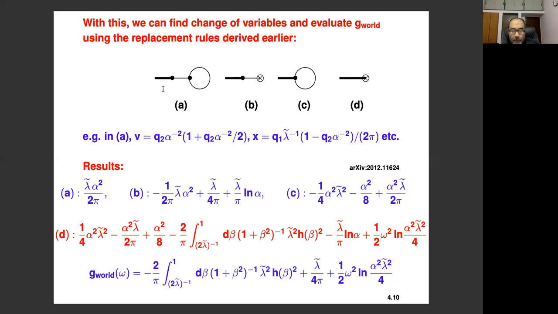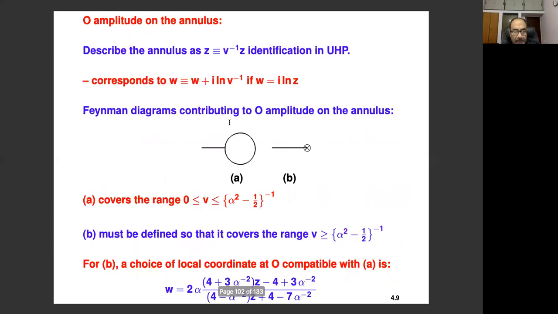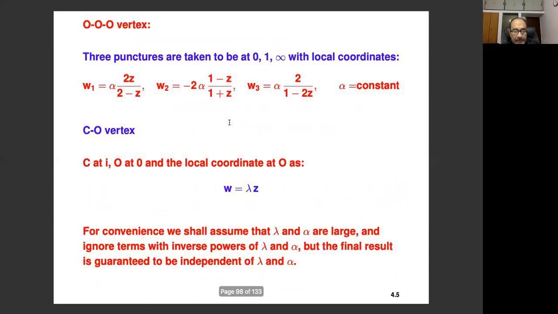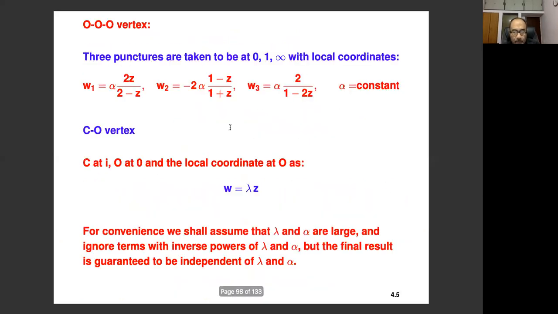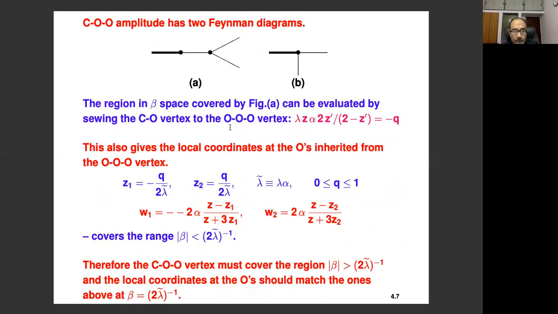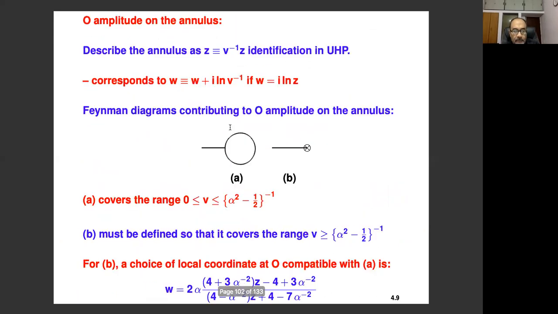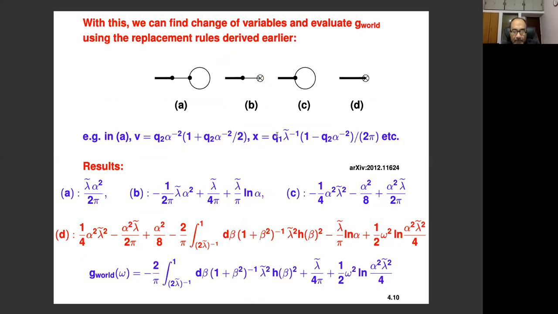To evaluate the contribution from diagram A to the divergent part, what you need to do is take this integral that you had written, re-express V and X in terms of Q1 and Q2, and then use the appropriate replacement rule, namely integral dq q to the minus 2 you replace by minus 1, and integral dq q inverse you replace by 0.